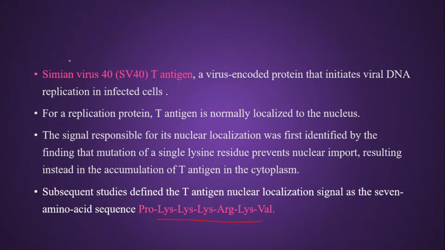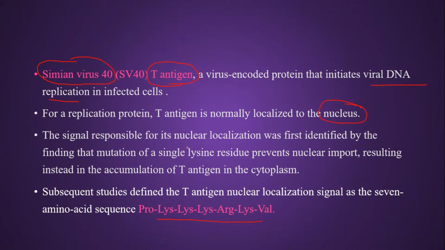Simian virus 40 is a kind of virus having a virus-encoded protein known as T antigen. Now, what is the function of this T antigen? They are responsible for viral DNA replication. So if they are involved in replication, definitely this T antigen is present within the nucleus.